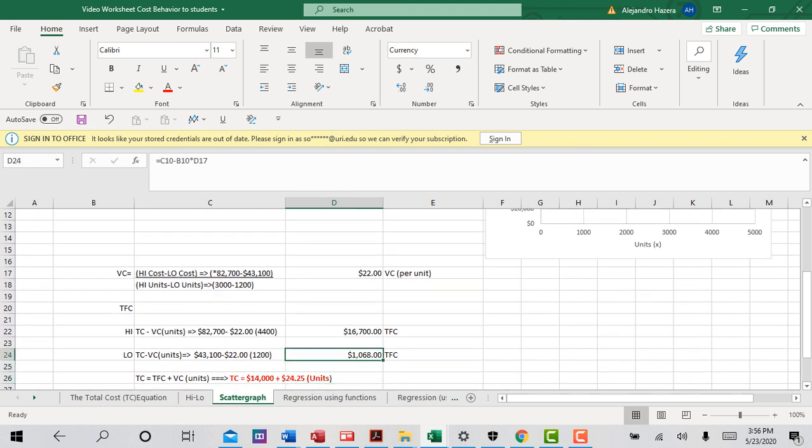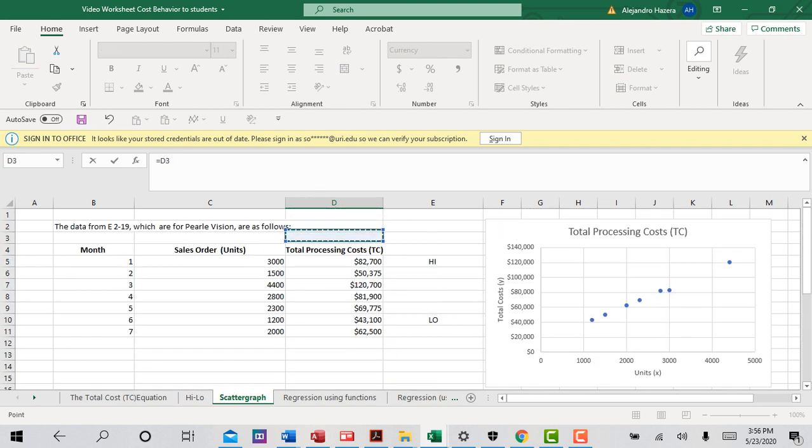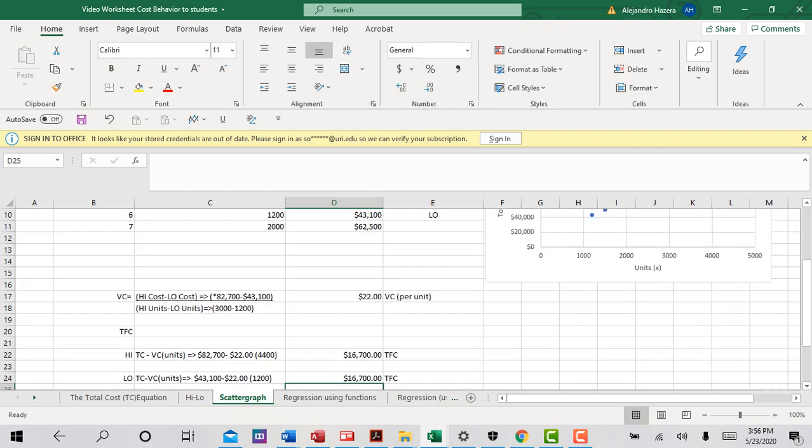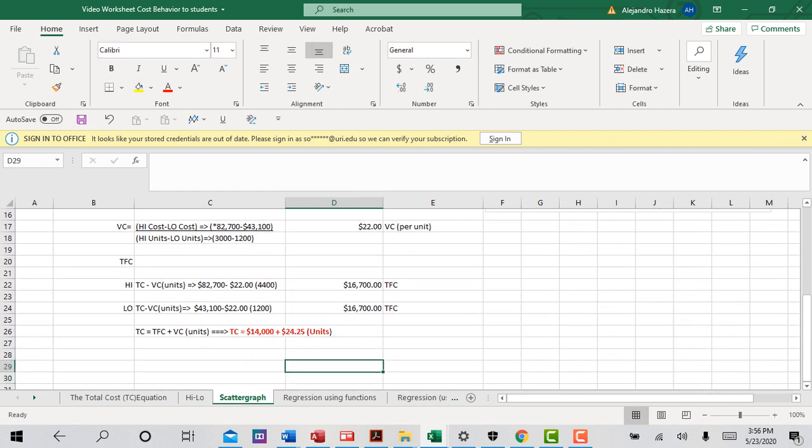Okay, and our new fixed cost can also be obtained using the low point, which is going to be 43,100 minus $22 times the low units. Should give us 16,700 also.